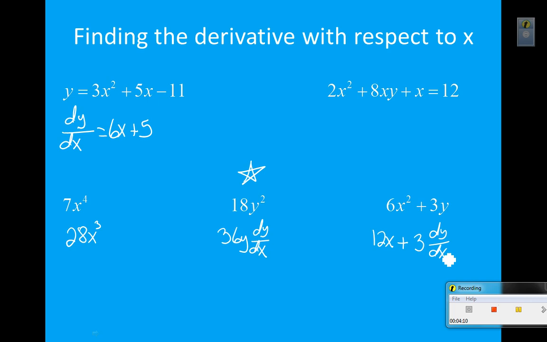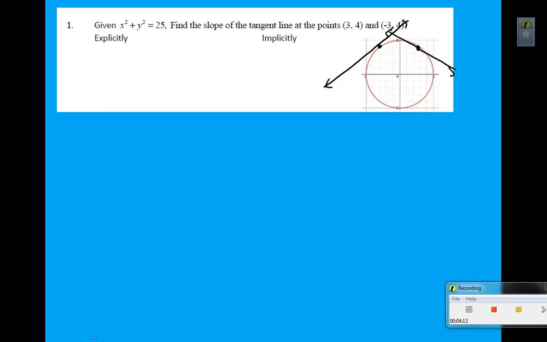That's going to be the main thing today. So look over at your first example. I'm going to show you two ways to solve this problem. I would like to find the slope of the tangent lines at the point 3, 4.